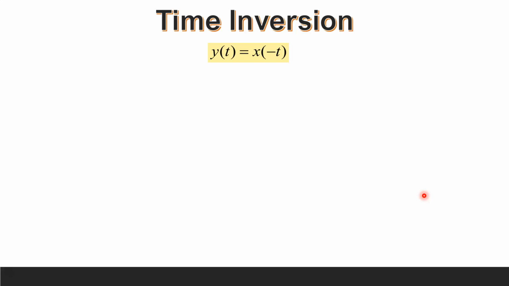The next transformation is time inversion, which means for the original signal x(t), the time is actually scaled by -1. It means that y(t) is the reflection of x(t) about the y-axis.